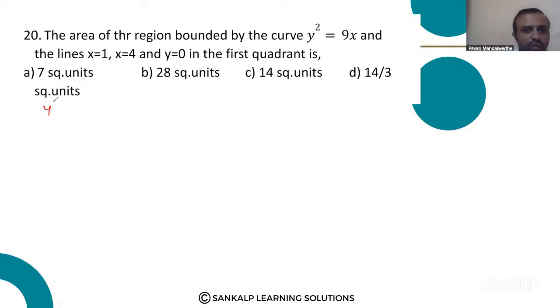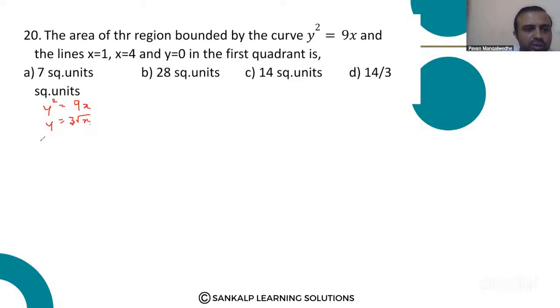So y square is equal to 9x. So y is equal to what? It is 3 root x. Don't ever mistakenly write 3x, because the square root of 9 is 3, but the square root of x is only square root of x. So it is 3 root x.